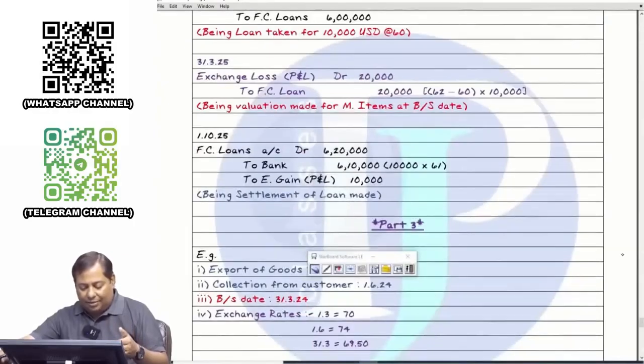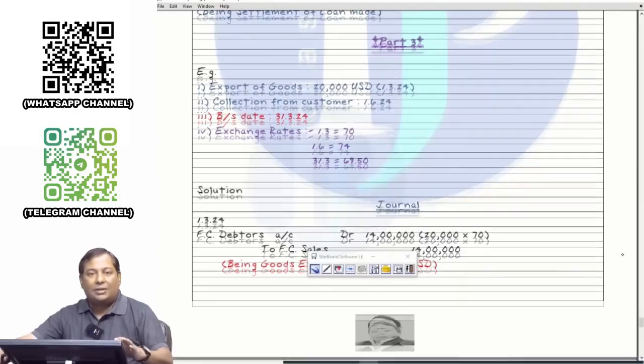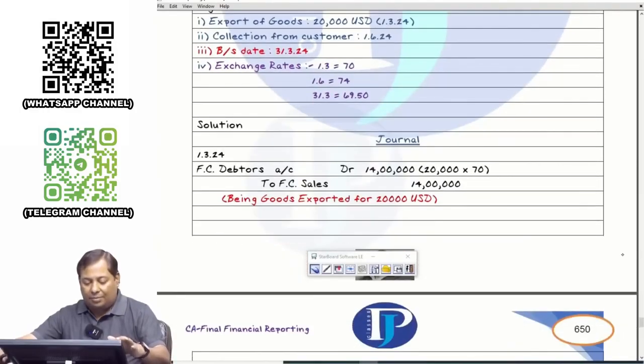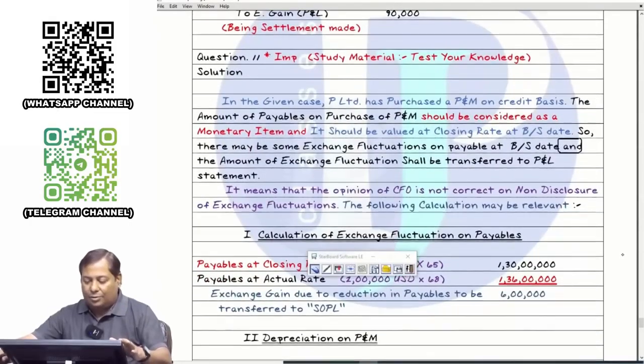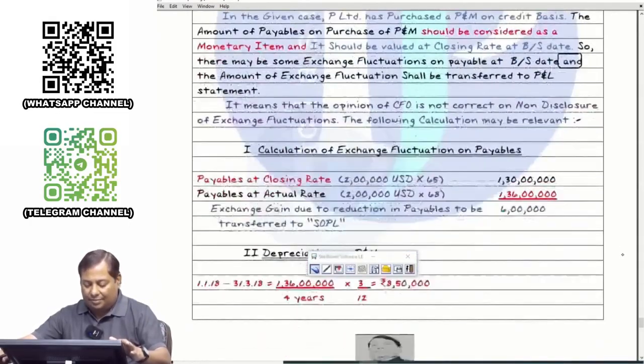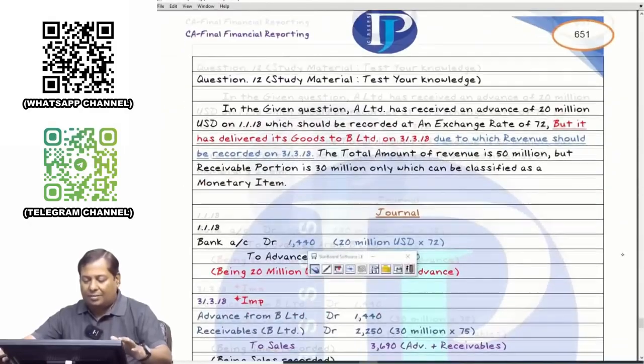We took the loans example. Then the second lecture got over and the third lecture began. The third lecture starts with the exports example. Then we did question 11 from Study Material, Test Your Knowledge. Then question 12 from the same was done.